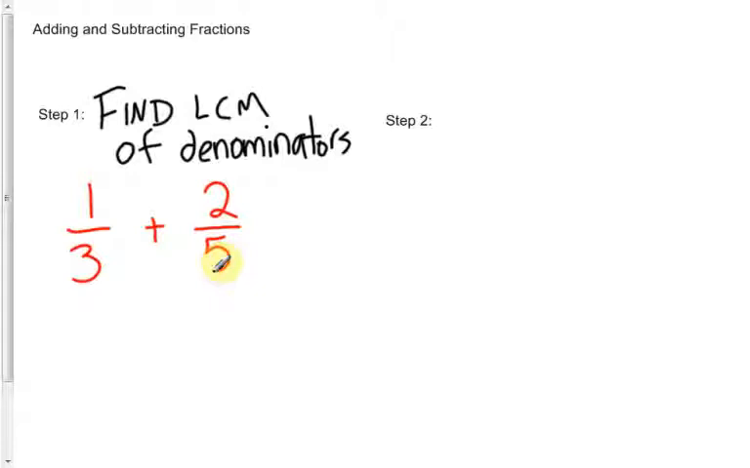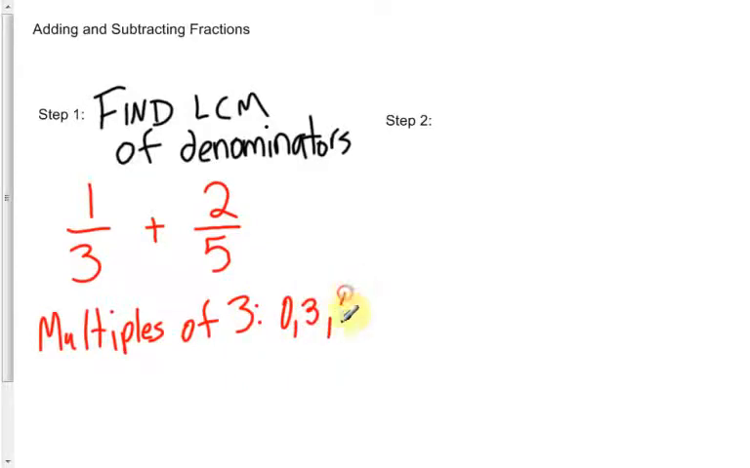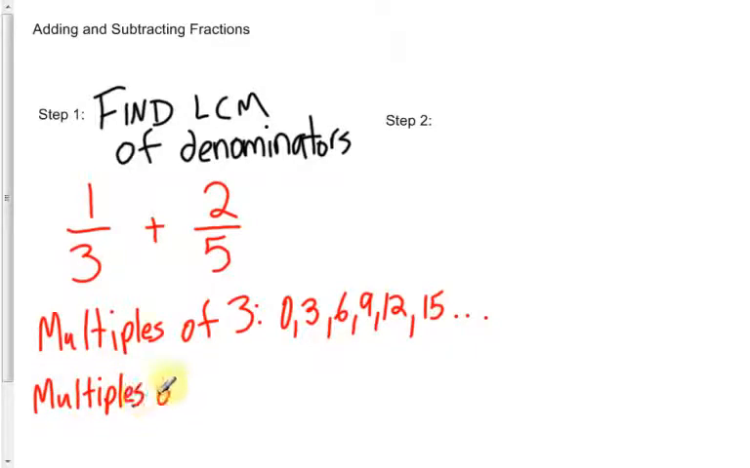So we're going to look first for the multiples of each number. For the multiples of 3, we know that we have 0, 3, 6, 9, 12, 15, and we could keep going, but we're hoping we can stop there. And then we're going to look for the multiples of 5: 0, 5, 10, 15. And you can really stop as soon as you find one that's in both lists.